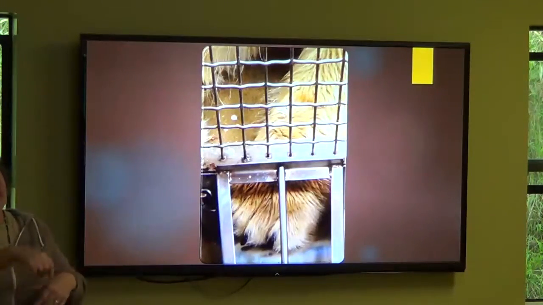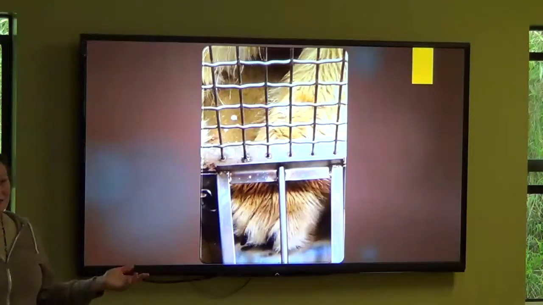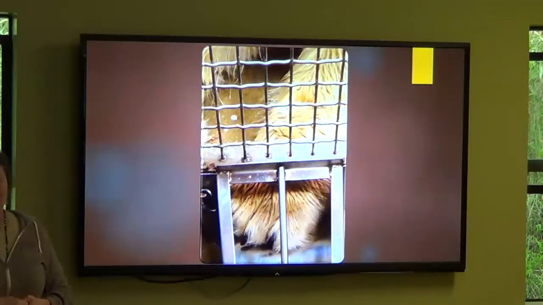Because if you're just touching him with the target the whole time and he's not moving, and you're reinforcing, you're teaching him to not move while we touch you with the target. Was there another?